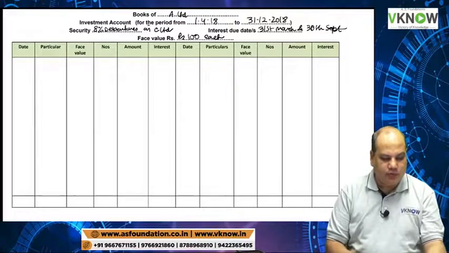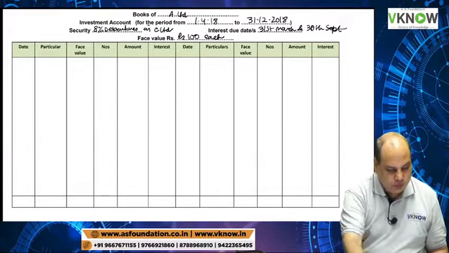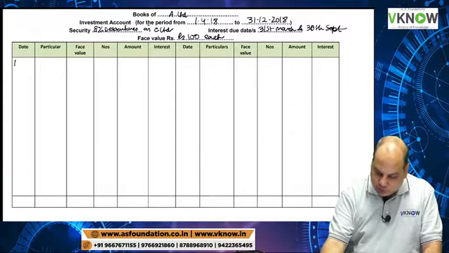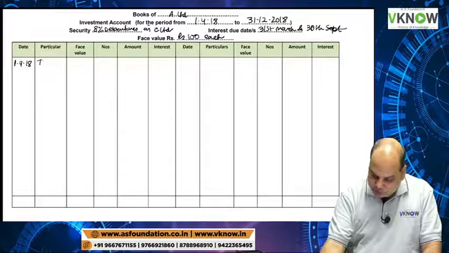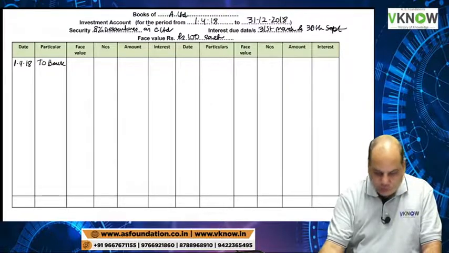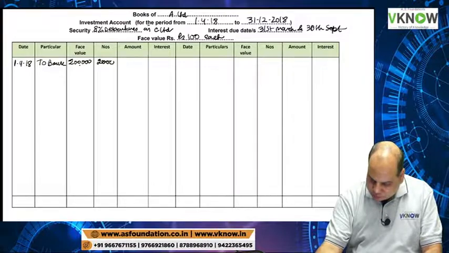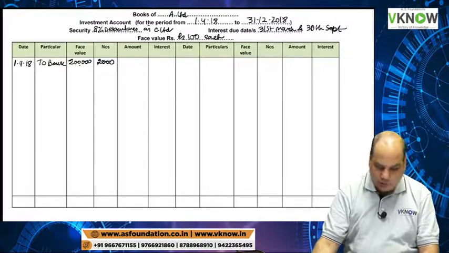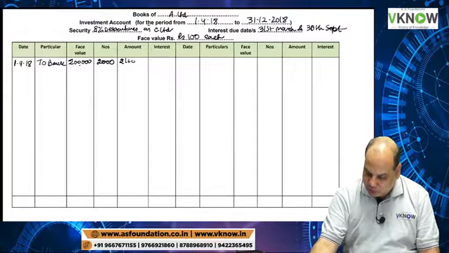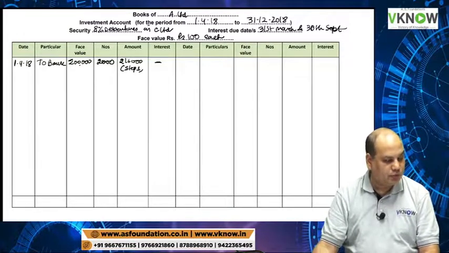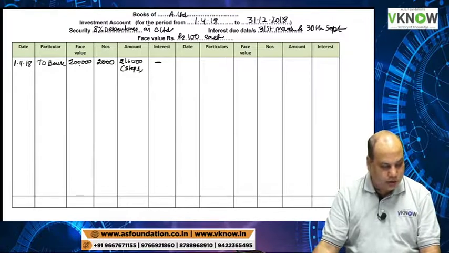Keep the question in front of you and you will understand. 1st April 18. You will give me the answer first. To bank. Face value was 2 lakh. Number is 2000. And the amount paid was 2,16,000, in brackets step 1. And there was no interest accrued.